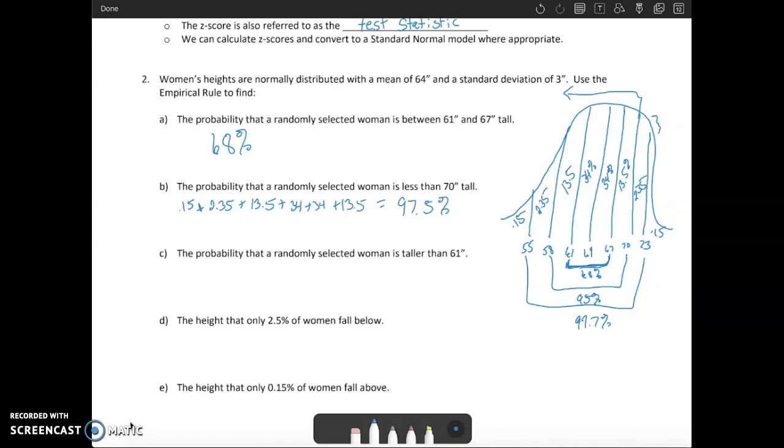What's the probability that a randomly selected woman is taller than 61? I'm starting to get a little busy here, but let's see. Taller than 61 would be from the 61 mark over. So I've got a 34%, 34, a 13.5, a 2.35, and a 0.15. So if I add all those together, and they're all percentages, that gives me 84%.